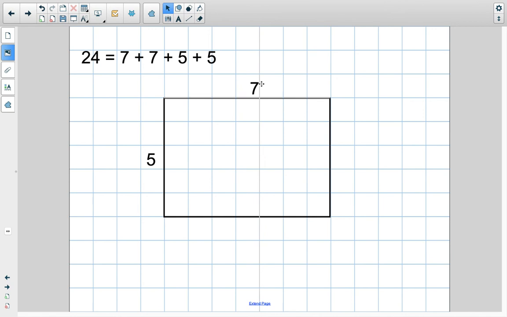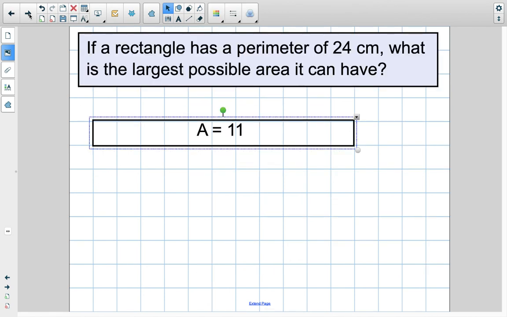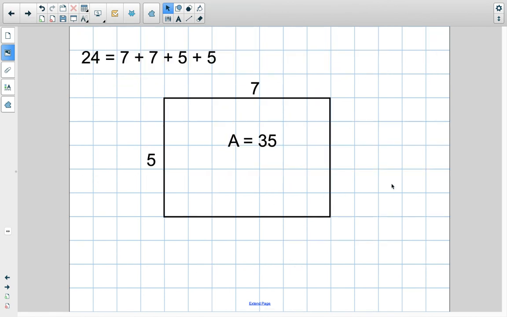Anybody know what 7 times 5 is off the top of their head? 7 by 5 is in fact 35. So that is way bigger than 11 here, right? Way bigger. So have we gotten to the best, largest possible area? Well, let me see. By definition, a rectangle is a closed shape with four 90-degree angles and opposite sides are equal length and parallel.